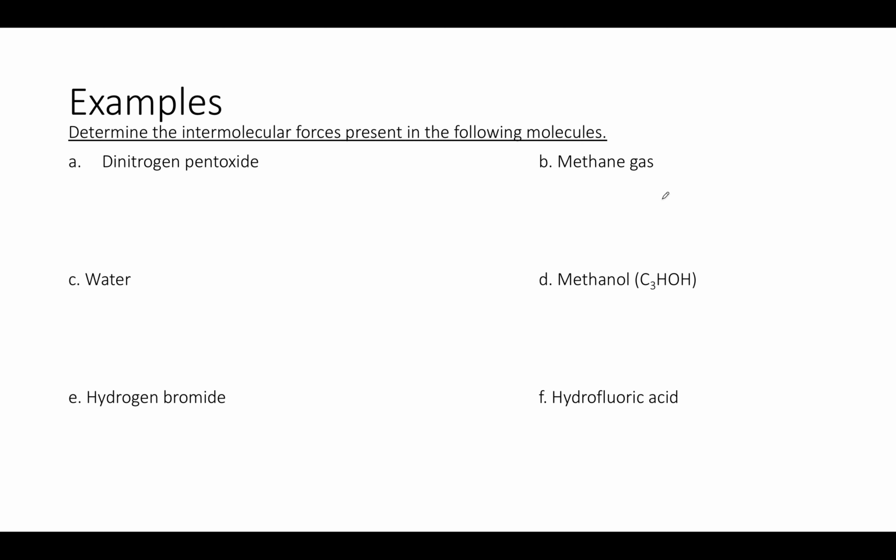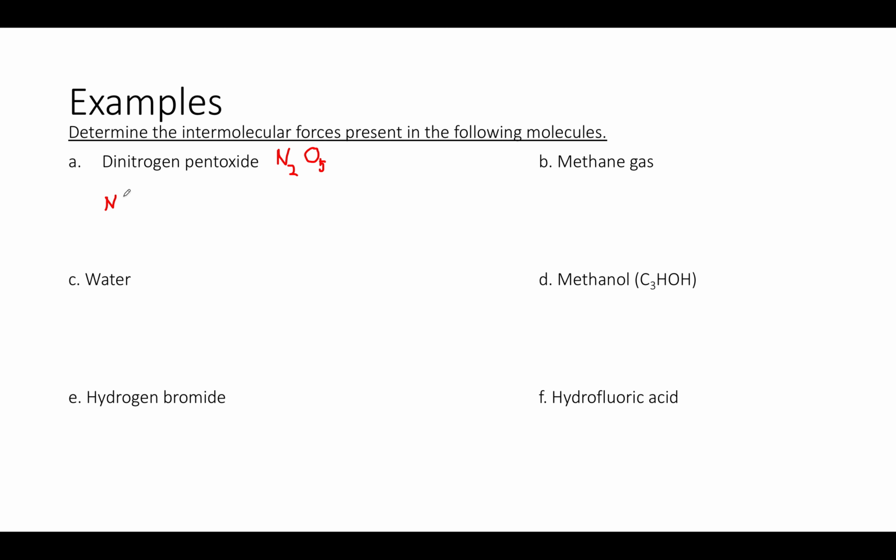So I have one example here. I'm going to determine the intermolecular forces in all these molecules. So first thing to do, dinitrogen pentaoxide. Dinitrogen, 2 nitrogens, pentaoxide. So I know right off the bat that this is going to be a polar molecule. It's just going to be really clunky looking when you draw the Lewis structure, but let's draw it.